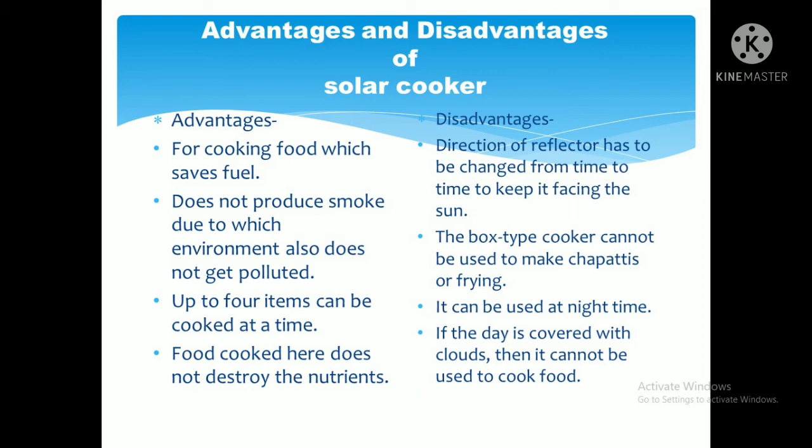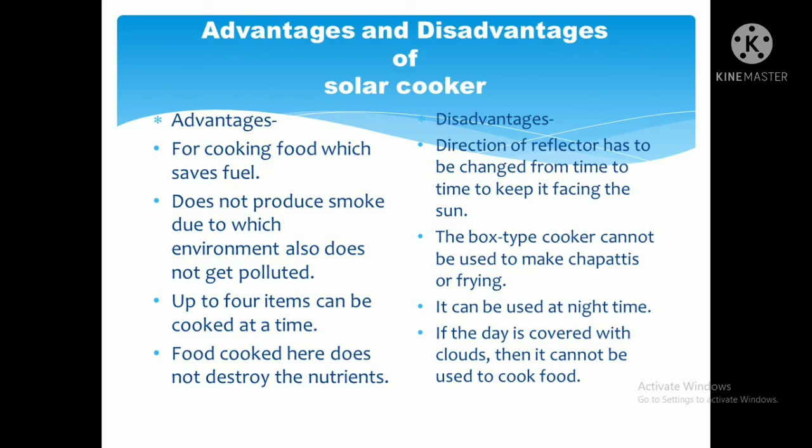A box type cooker cannot be used to make chapatis or for frying. That is a very difficult disadvantage. It cannot be used at night. Obviously at night no sun is there, so you can't use it at night. And if the day is covered with clouds, then also it is very difficult to cook the food. So these are the disadvantages.